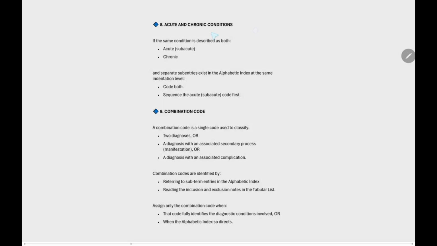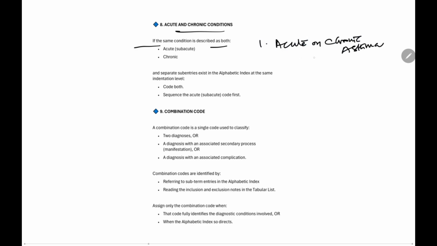For example, I am giving an example. If the same condition is described as both acute and chronic, for example acute on chronic asthma, what will we do? We will code acute first and then we will code the chronic also, within the same sixth character. So it lies in the same sixth character in the tabular column. What is the common code here for asthma? You can remember J45 is the asthma code. In that, the acute code is 1, the chronic code is 9. As simple as that.